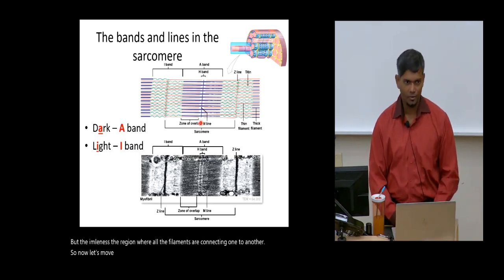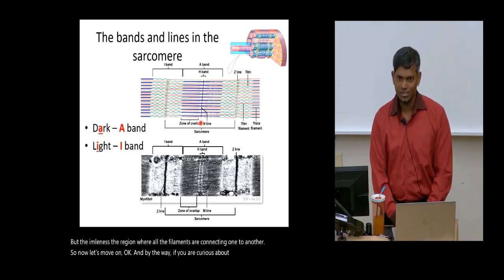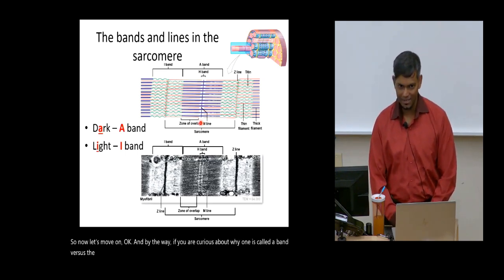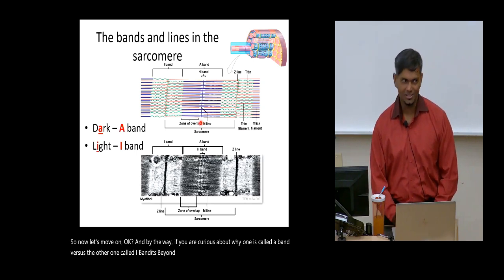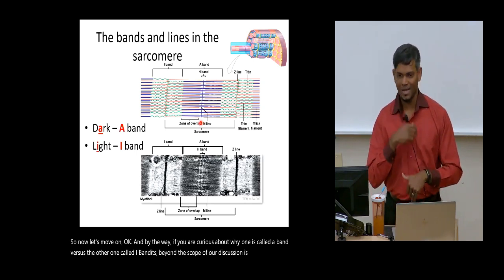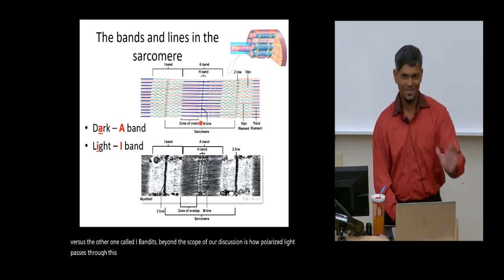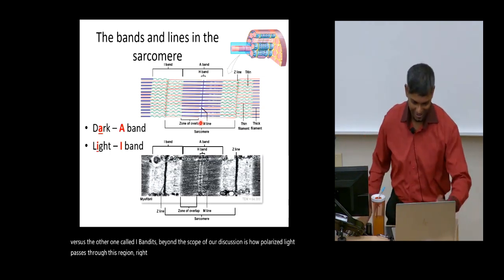Okay, and by the way, if you are curious about why one is called A band versus the other one called I band, it's beyond the scope of our discussion. It's how polarized light passes through this region, right? So it's something beyond the scope of our discussion.